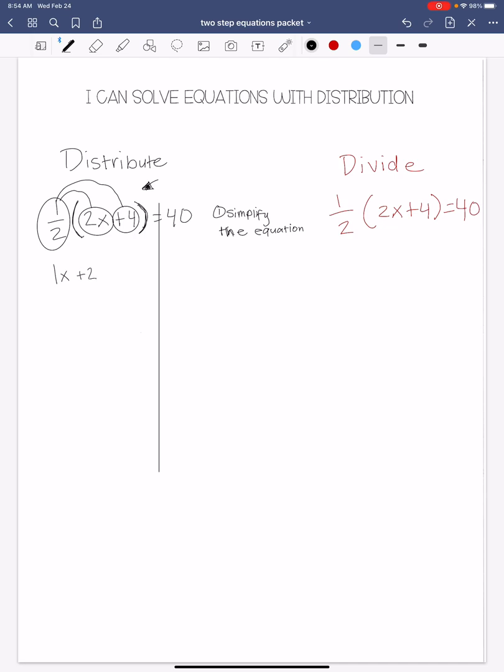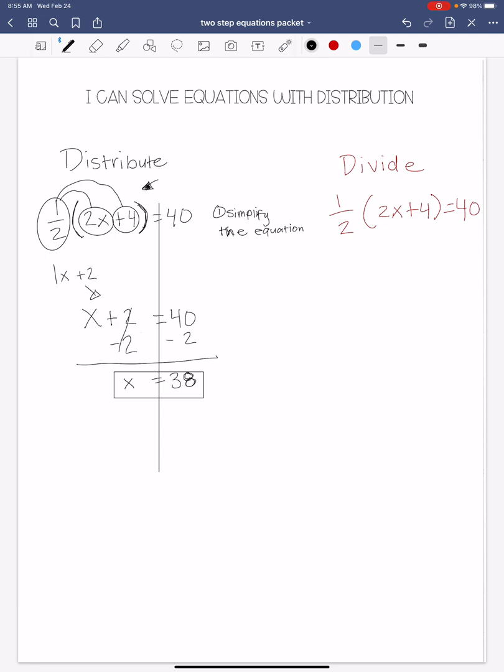So now we have 1x plus 2, which is really just the same thing as x plus 2. And that equals 40, there's no way to simplify it, so 40 is still just 40. Now we have x plus 2 equals 40. This is like a one step now, the only operation is add 2. So to undo adding 2, we're going to subtract 2 from both sides. And we get x equals 40 minus 2 is 38. And that is the solution.